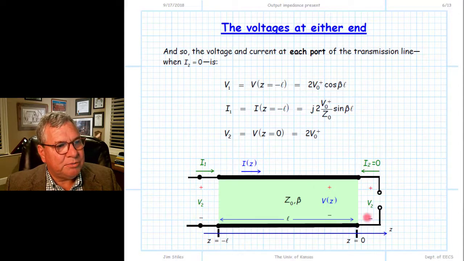Let's go to V2, the open circuit voltage here at the other port V2. Remember, I2 is equal to 0 here, so let's determine the voltage V2. We take our total voltage expression and now evaluate it at the specific location index of z is equal to 0, and we get this result. From these three complex values, we can determine two of our transimpedance parameters.